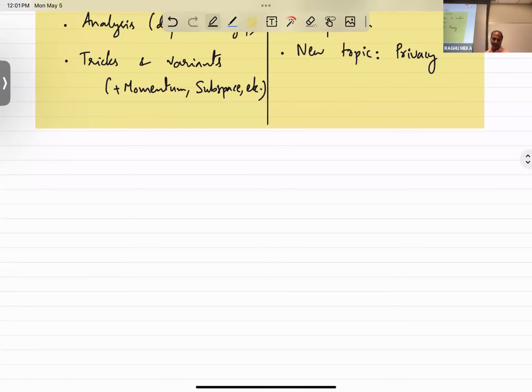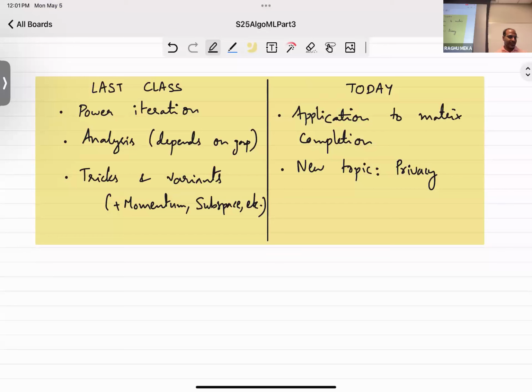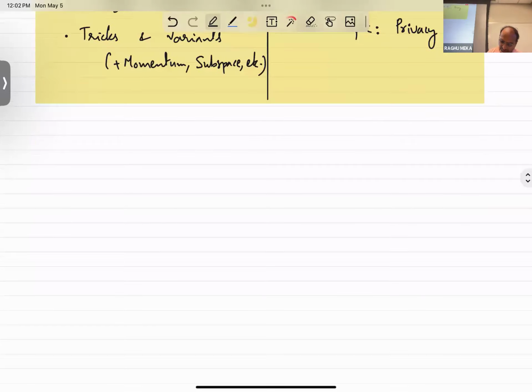All right, so last class we talked about power iteration, the analysis, how it depends on the gap, and some various tricks and variants of it, like for example, how to include momentum in it, subspace iteration, how you can play around with it to try and get the least singular value if you wanted to without computing everything, and so on. So today I'll discuss a new application to matrix completion, and then we'll start talking about a new topic, which is privacy. Okay. All right.